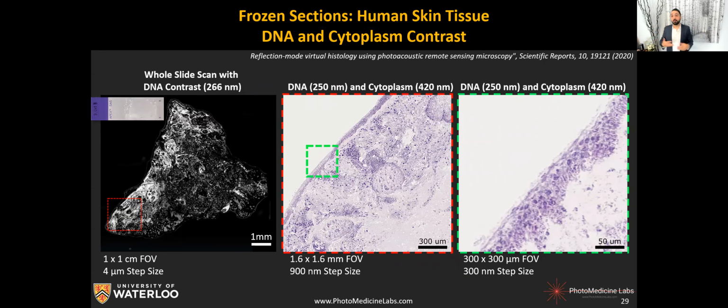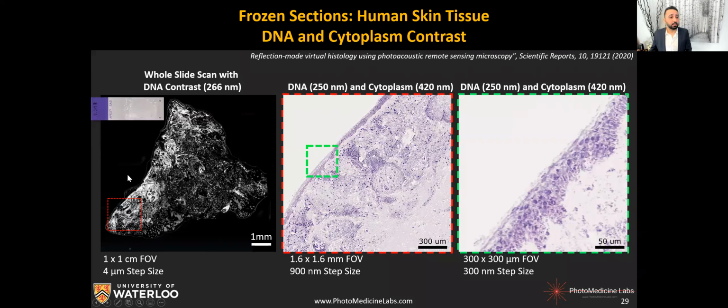This is another work done by Kevin Bell, the postdoc in the lab as well. He's the one who, for the first time, showed H&E images by taking advantage of two different wavelengths. So it was very exciting. So these are all PARS images.